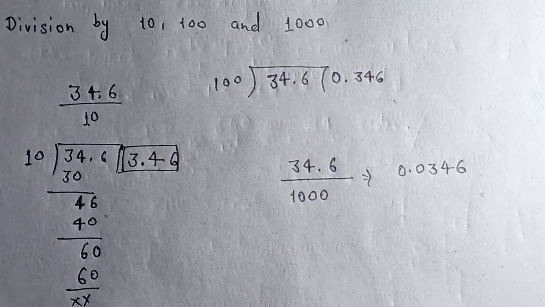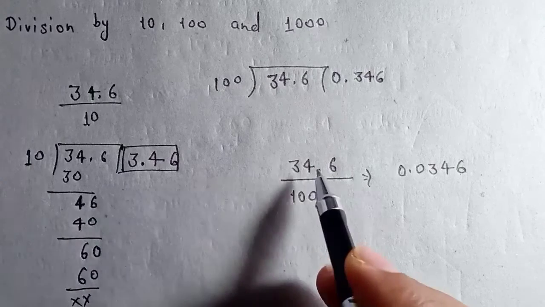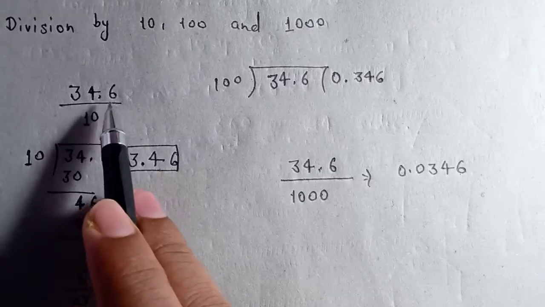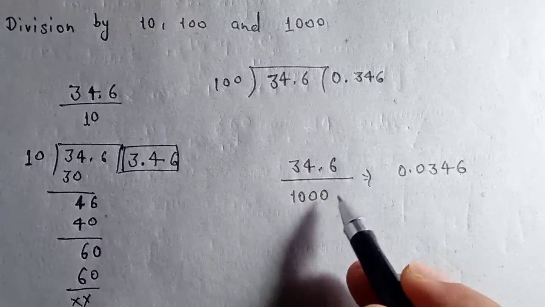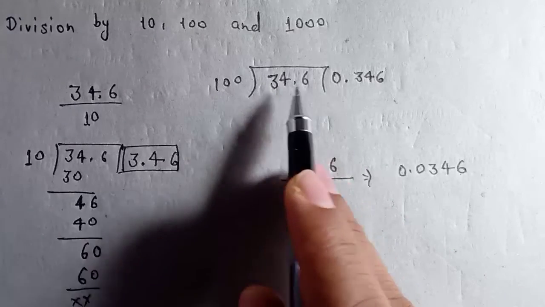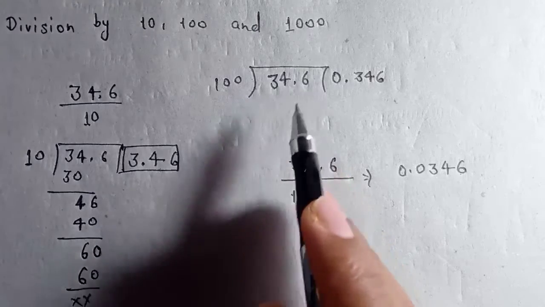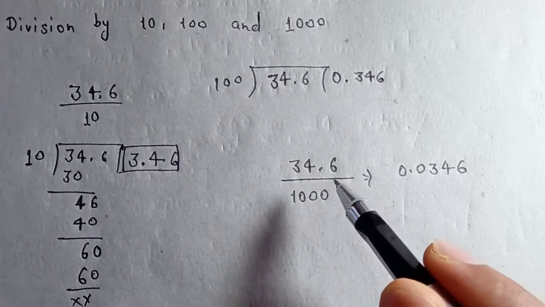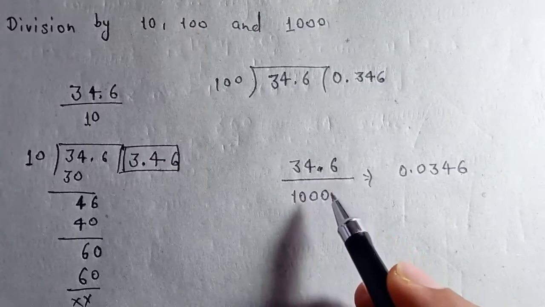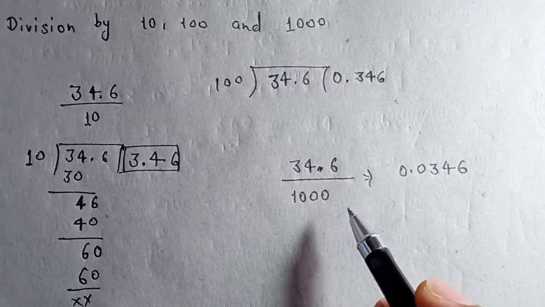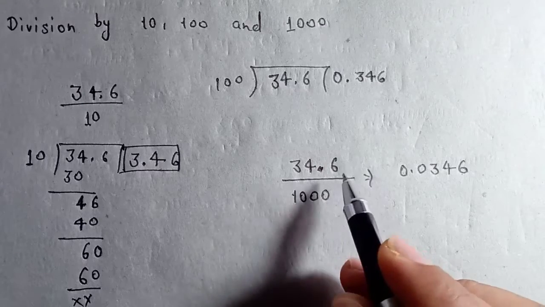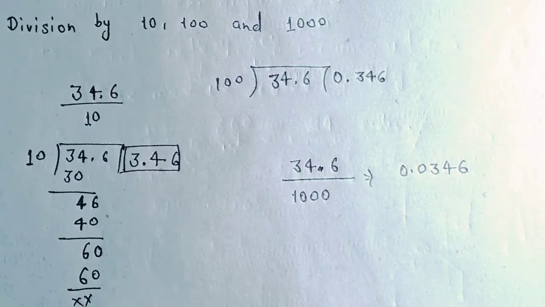to the left hand side. When we divide by 10, the decimal sign is displaced one place. When we divide by 100, the decimal sign is displaced two places, and it is now 0.346. When we divide by 1000, we get 0.0346, meaning the decimal point is displaced 3 digits to the left hand side. So count the zeros and displace your decimal that many places to the left hand side.